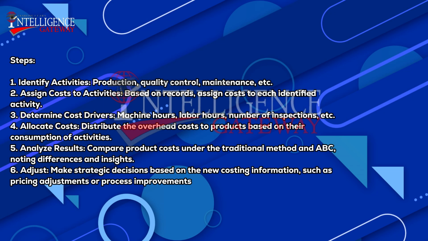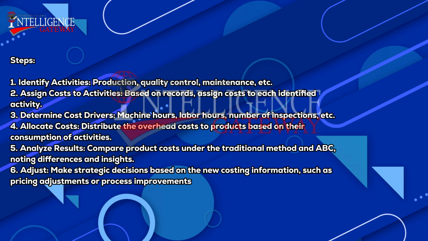Steps. 1. Identify activities, production, quality control, maintenance, etc. 2. Assign costs to activities based on records, assign costs to each identified activity. 3. Determine cost drivers, machine hours, labor hours, number of inspections, etc. 4. Allocate costs, distribute the overhead costs to products based on their consumption of activities.